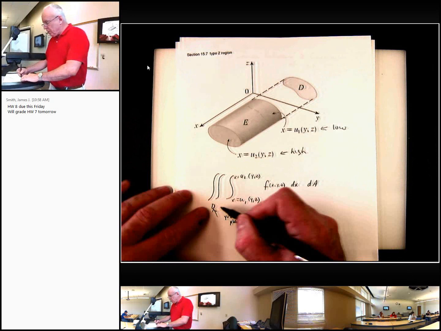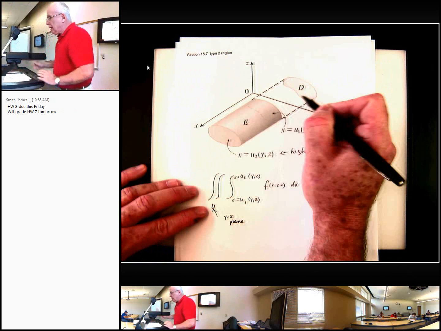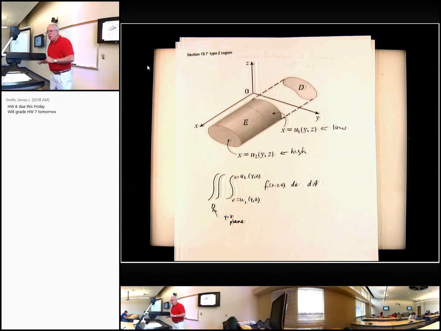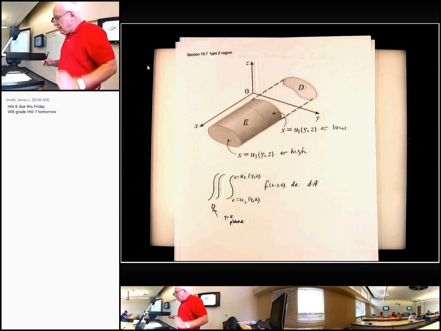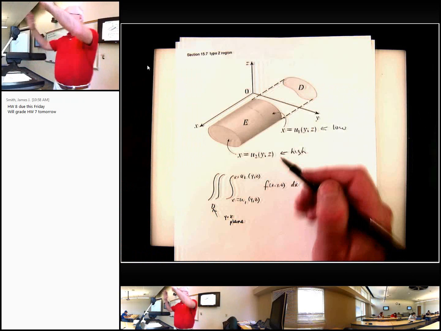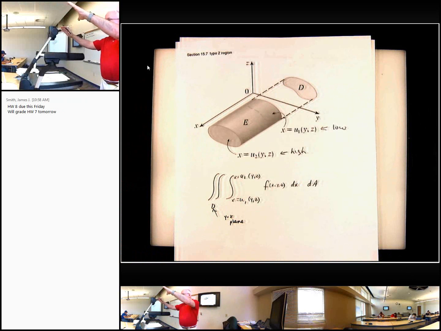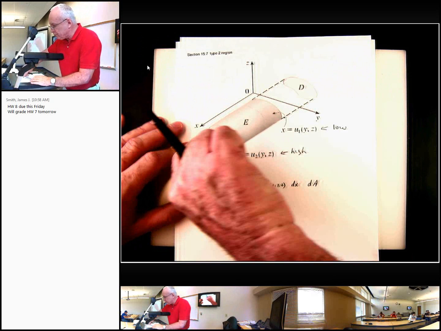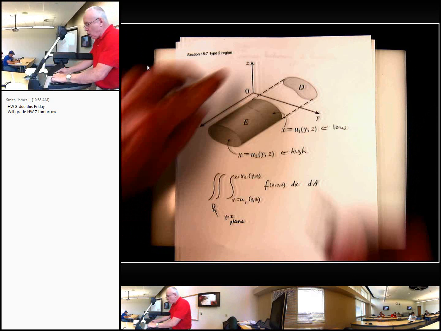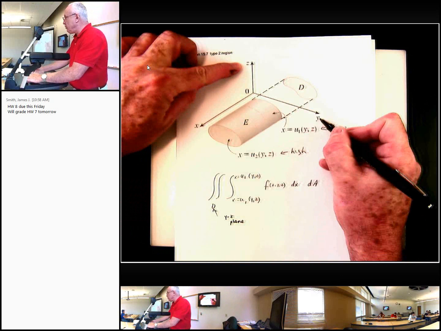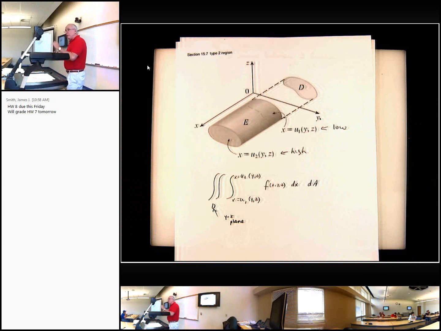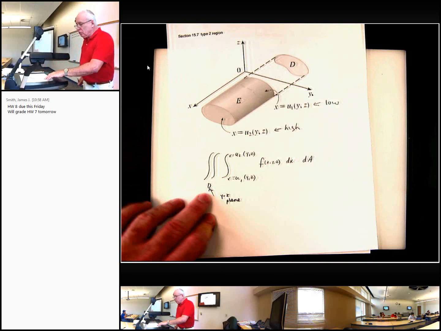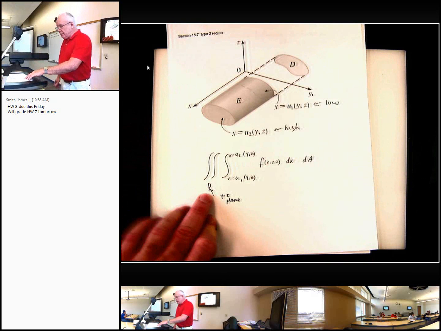Then we have to integrate over this projection, or this shadow, of our region. This time around, our shadow area is going to be on the YZ plane. If you look at this, the shadow is taking this whole thing and projecting it down, and our plane is the YZ plane. So it's basically the other two variables, Y and Z. We're going to be doing this double integral over D, which is in the YZ plane.